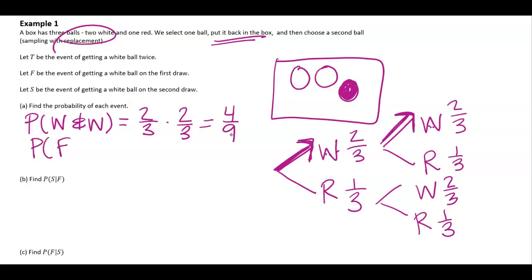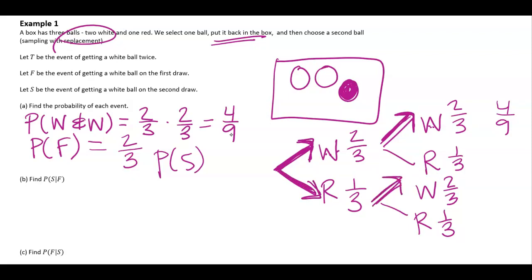Probability of F, this was T up there, probability of F is getting a white ball on the first draw. Well, that's just 2/3. Probability of S is probability of getting a white ball on the second draw. Now this is a little bit tricky because I actually have two pathways. We said that combination was 4/9, but I could also have this pathway and technically have, let's see, that's 2/9 if I multiply. Those are both outcomes of having white for the second ball.